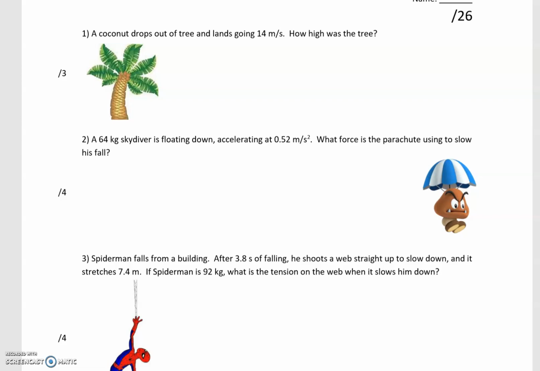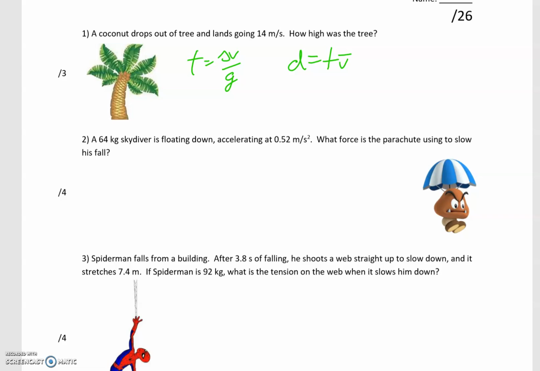Okay, on this sheet, the first one is a coconut that drops out of a tree and lands going 14. How high was the tree? So we're looking for the distance. Well, first we can use VAT to get the time. So the time would be the change in V, which is the 14, divided by the acceleration due to gravity. Once we have that, we can use DTV with the time we just found and the average speed of the fall, and that will tell us how high the tree was.